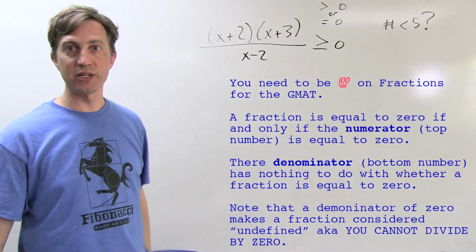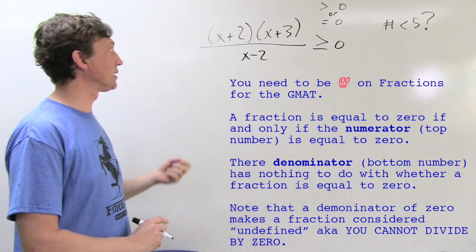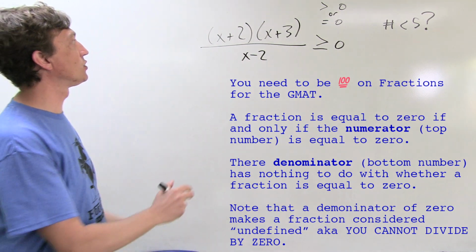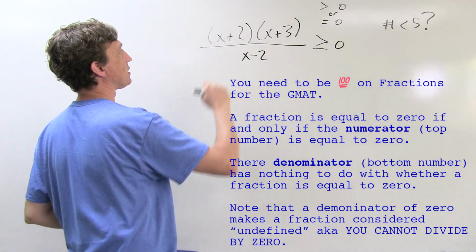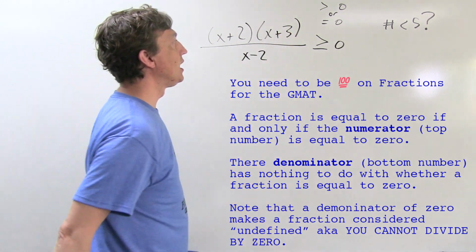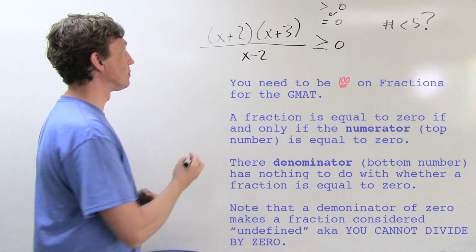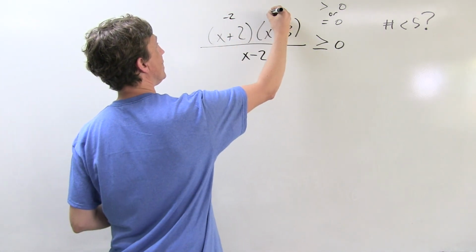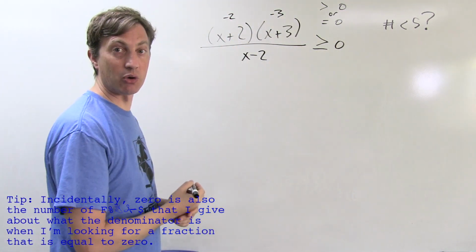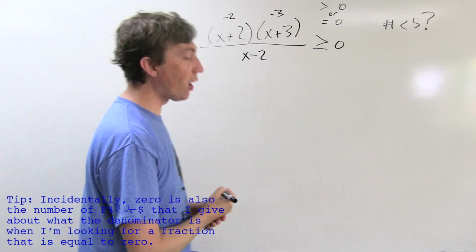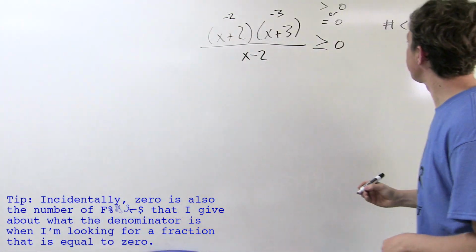Well, a fraction is equal to 0 when the numerator is equal to 0. And in this case, our numerator has two quantities, quantity x + 2 and quantity x + 3. So we could actually just say when one of those two things is equal to 0, which are going to be -2 and -3. So those are the kind of critical points to think about first. We already have two options.